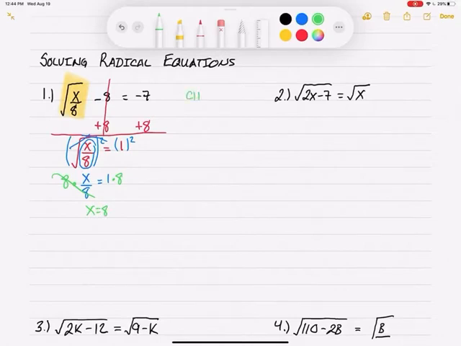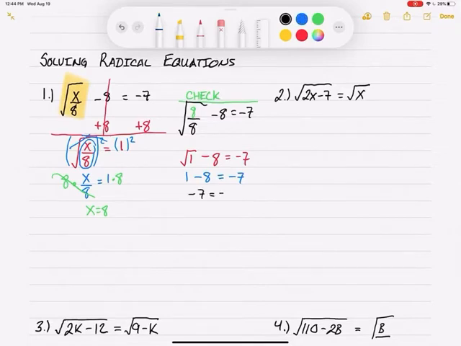Remember, we always want to check to make sure that we're right. So I'm just going to rewrite this, and I'm going to plug 8 in. So the square root of 8 divided by 8 is 1, so I have the square root of 1 minus 8 equals negative 7. The square root of 1 is 1, so 1 minus 8 should equal negative 7, and in fact it does. Negative 7 equals negative 7. So I'm good to go, and that means x equals 8 is the correct answer.